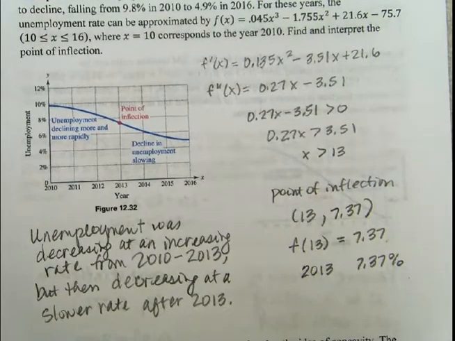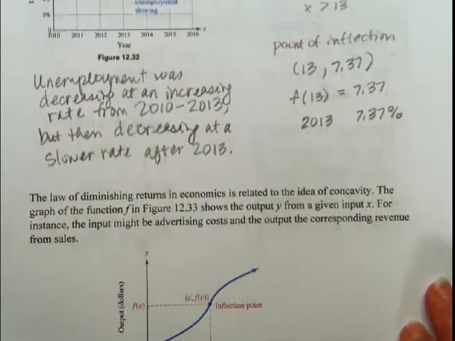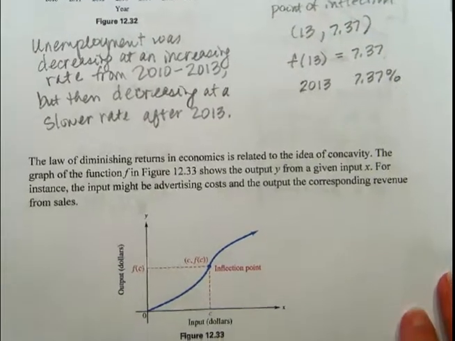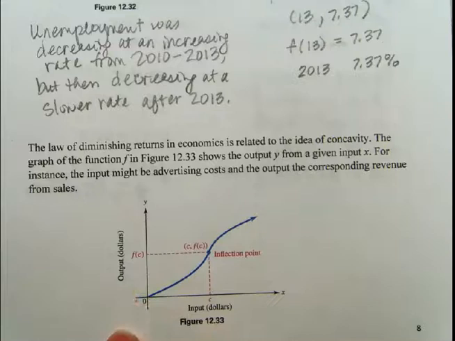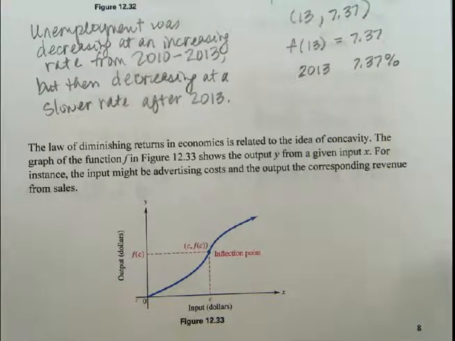Now, the next part talks about the law of diminishing returns in economics. It's actually related to the idea of concavity. This graph of this function kind of gives you an idea about it. Pretend that this, or not pretend, this is x representing your input, y is representing your output. So for instance, the input on this one might be advertising costs. Output could be the corresponding revenue from the sales. So you see that there's a point at which the more money you keep putting in, you're going to get less of a return after.